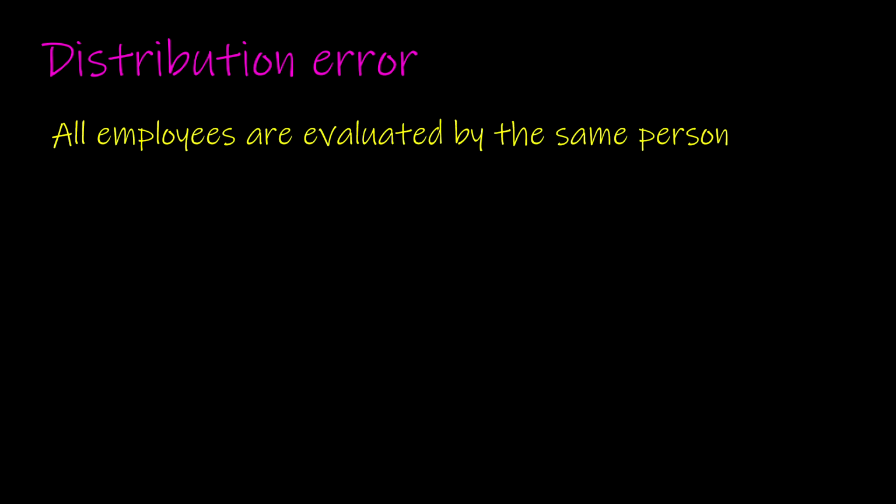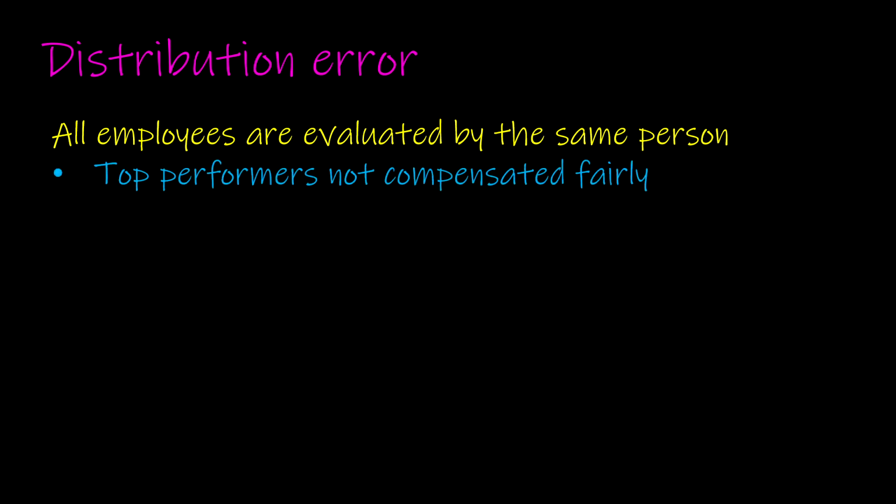Okay, the first one we want to think about is when all employees are evaluated by the same person. The result that we can have come out of that is that top performers are not compensated fairly. The reason for this is that if all the employees are evaluated in the same area, the top performers are not differentiated through their performance evaluations. Then, if we issue bonuses or merit pay increases, our top performers don't benefit from their performance because their evaluations indicate that they're very similar to their peers.